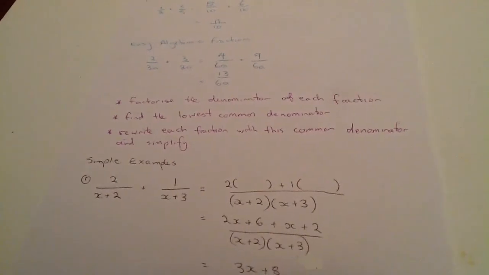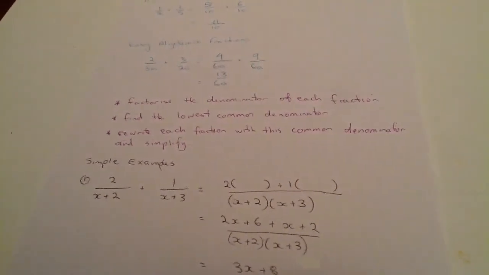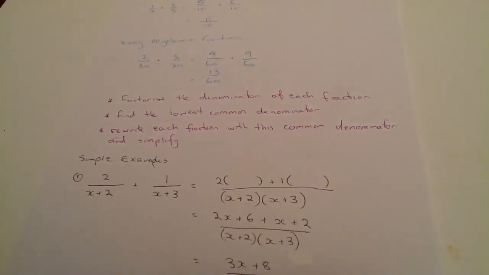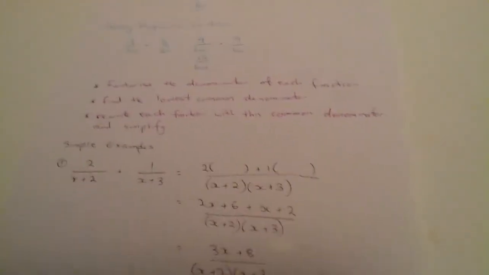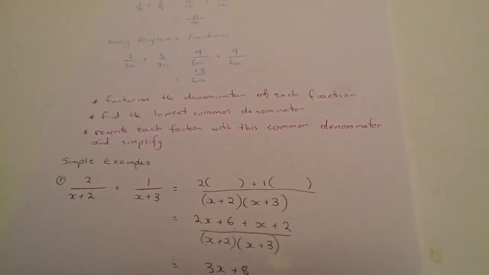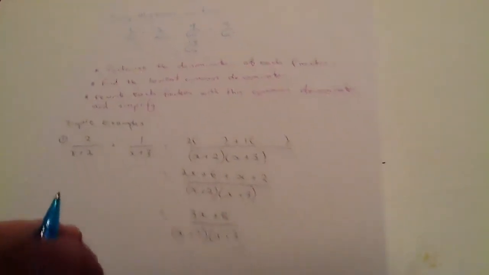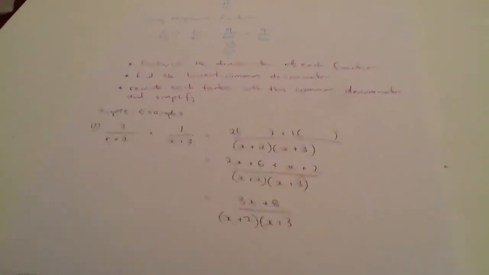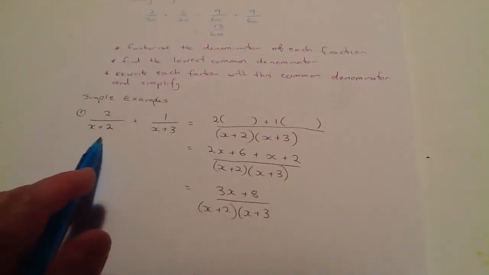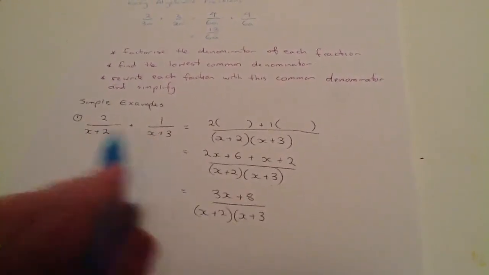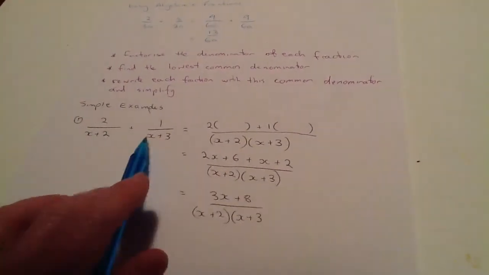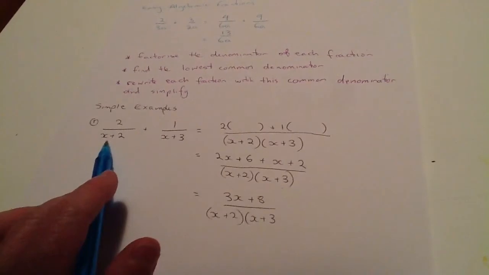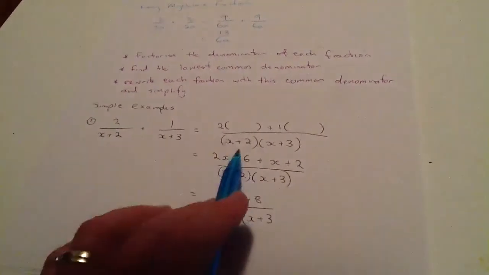Then we rewrite each fraction with this common denominator and simplify. So that means that we're rewriting equivalent fractions. We're not going to write them as two totally separate fractions. We're going to bring them together. You just need to be careful if you're working with minus signs, and we'll come to that when we do a couple more examples. So in this case here, we've got x plus 2 and x plus 3 as our denominators. The common denominator here is going to be multiplying them both together. There's nothing common between these that we can use, so we need to multiply them together.